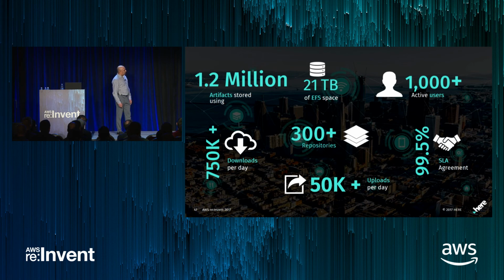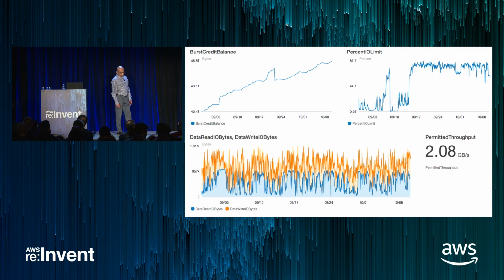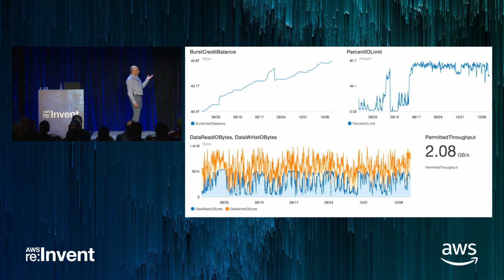We have over 300 repositories, and we serve over 1,000 active accounts, active users, and bot accounts as of today. On an average, we have about 750,000 downloads and 50,000 uploads per day. And our internal customer SLA for our customer base is about 99.5%.